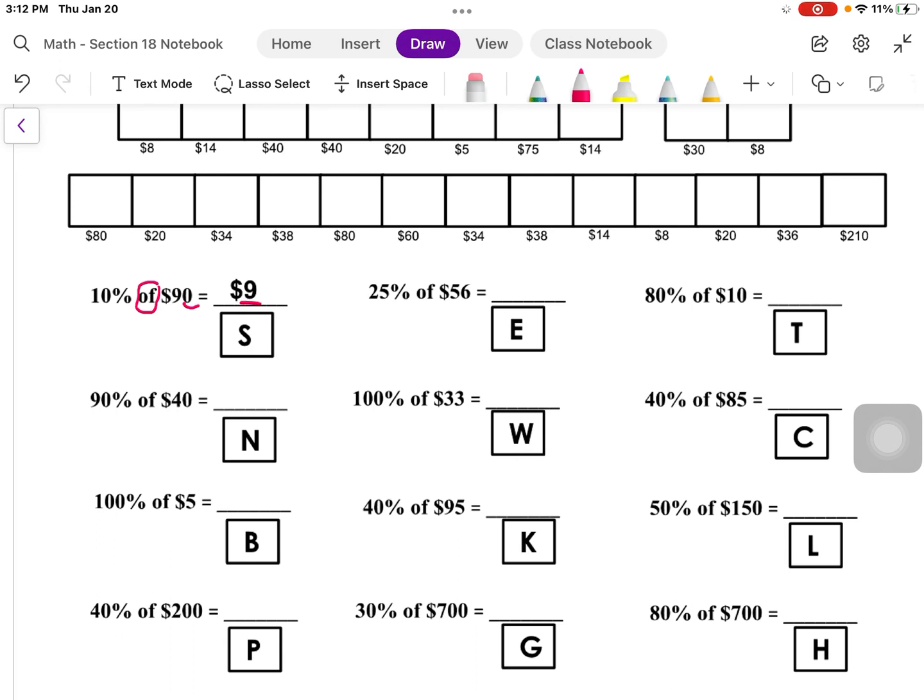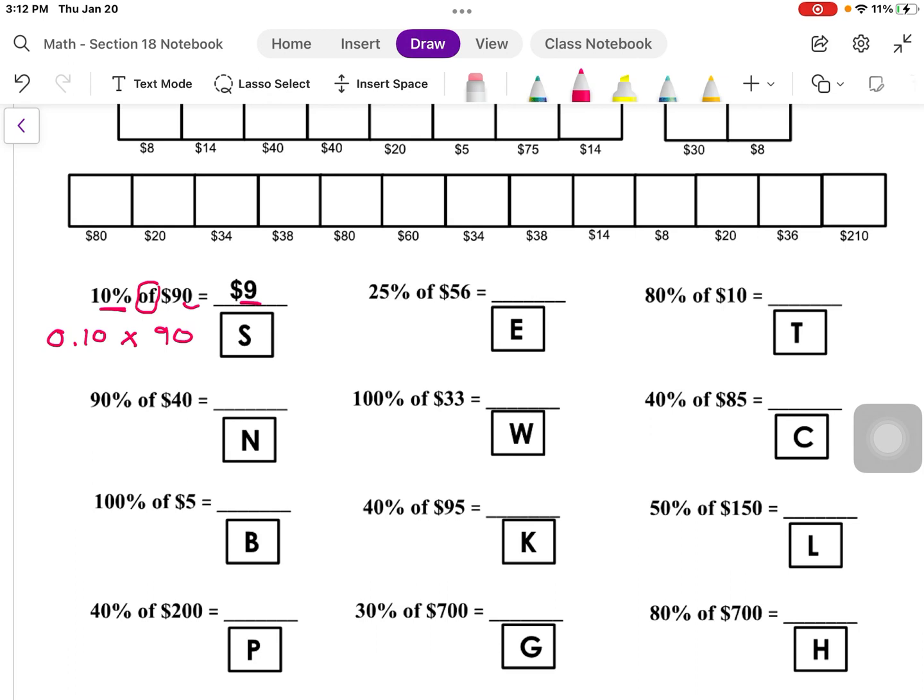Let's say I forgot that. My other strategy for doing this is to turn 10% into its decimal form. If of means multiply, I can multiply and then I can hit 90. And then I can use my calculator, because I'm allowed to do that, to figure out that my answer would be 9. Okay, let's try the next one.